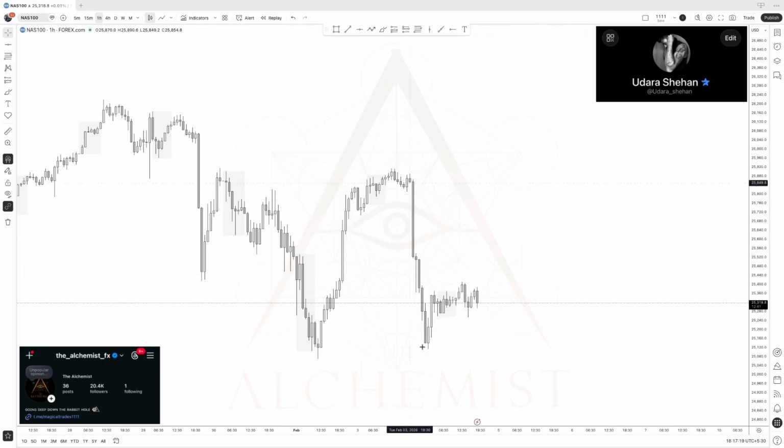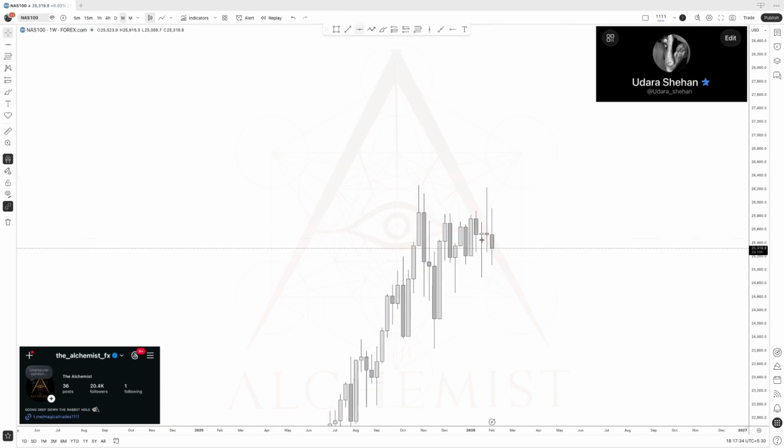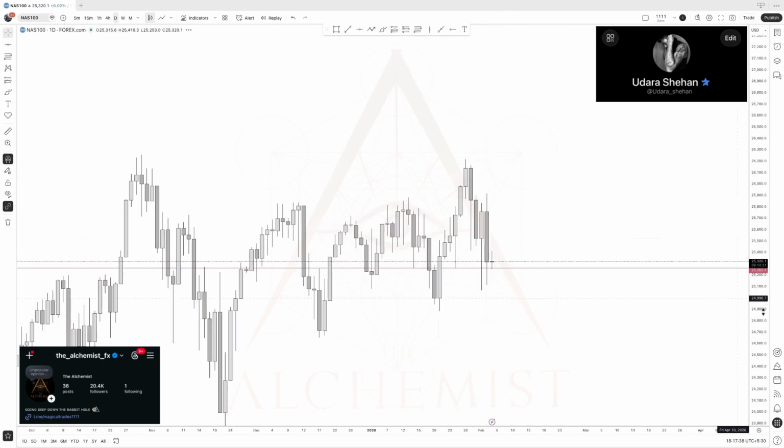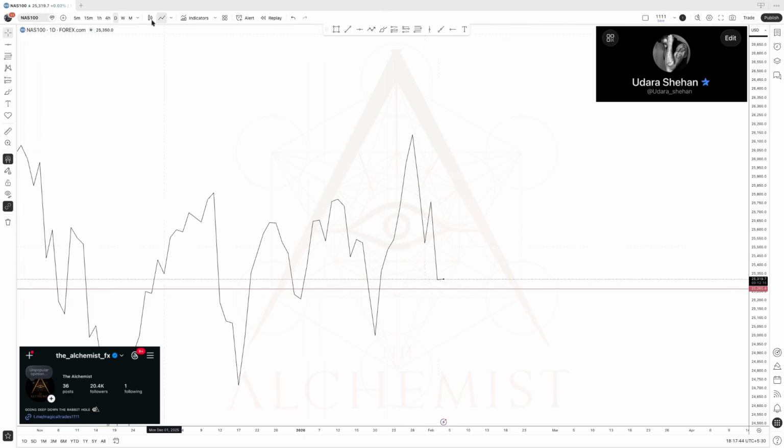NAS 100 made a huge drop yesterday. Based on that, let's see. I don't know if this is the start of a bearish move because it can still move higher. Based on this, we are currently below the weekly low. It has taken out the previous weekly low and the daily time frame just turned bearish right after this big bearish candle. We have this break of structure.